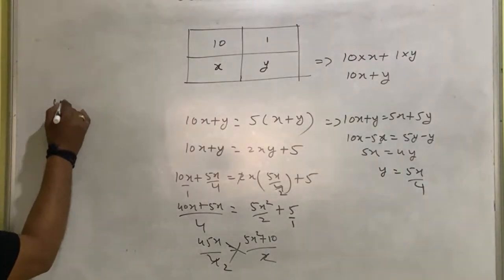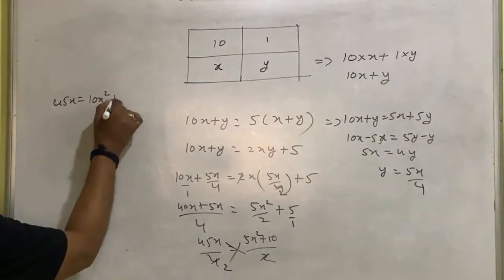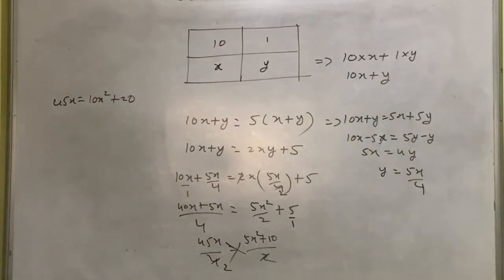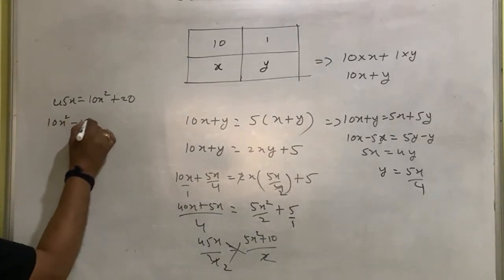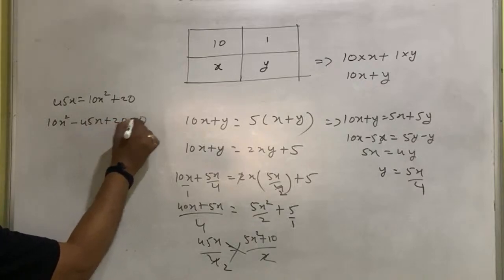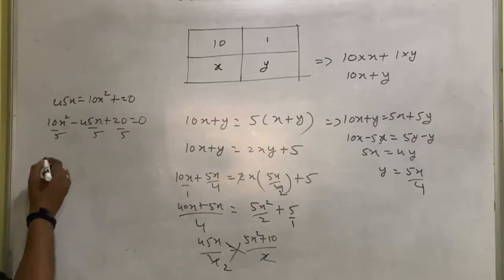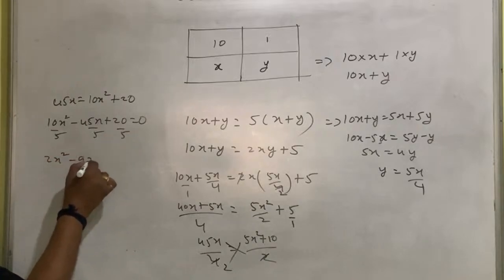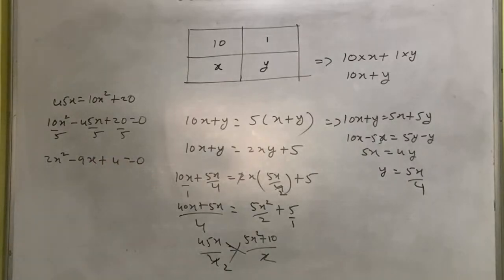So 45x is equal to 10x square plus 20. 10x square minus 45x plus 20 is equal to 0. Divide by 5. 2x square minus 9x plus 4 is equal to 0. This is the quadratic equation.